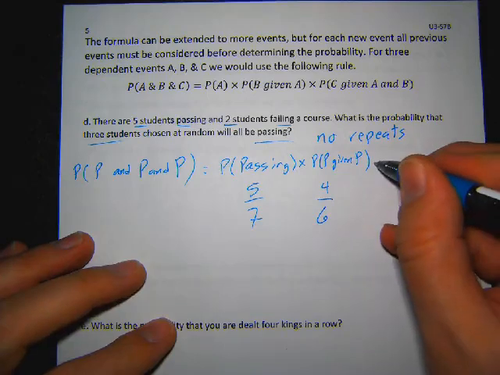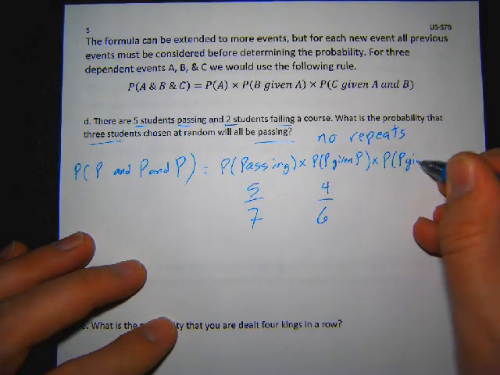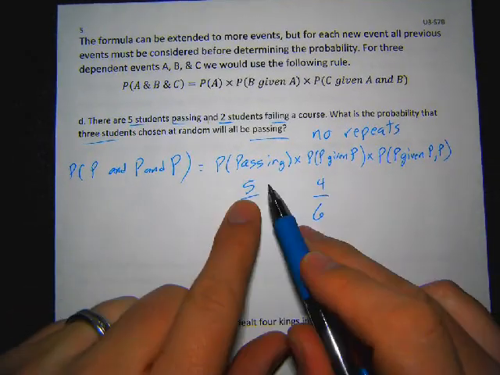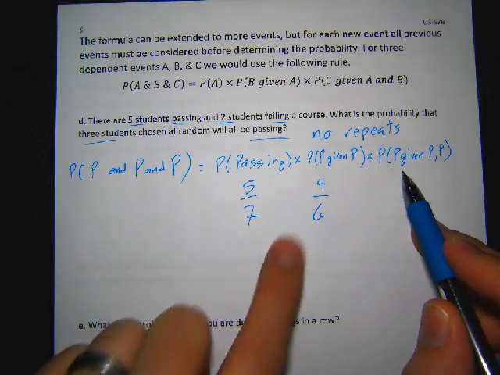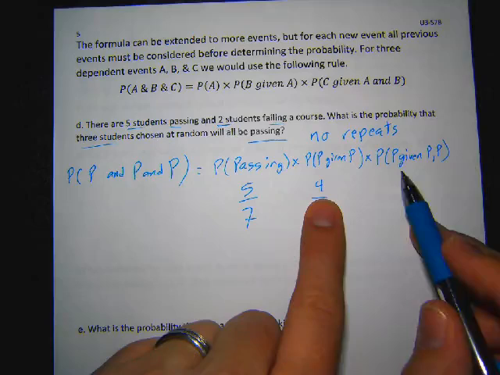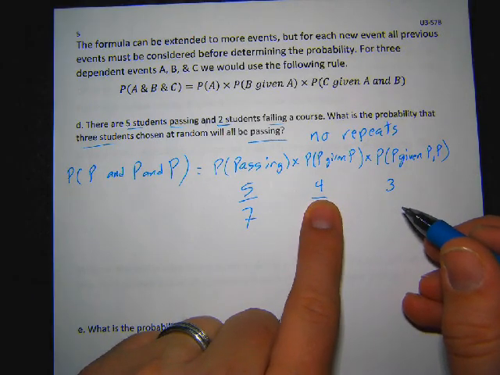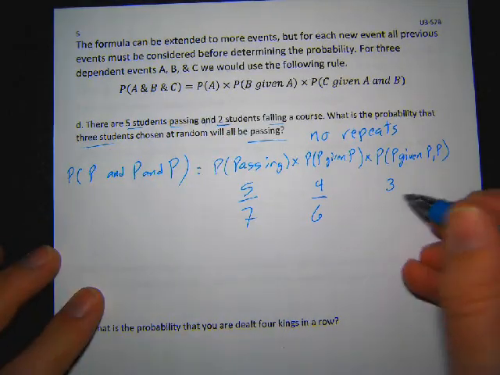Then I do the next one. I want to get the third student passing. But now I'm doing it given passing, passing. I picked a passing student, picked a passing student, and I'm trying to pick a third passing student. Well, now instead of having 5 to choose from, I already took 2 out. I only have 3 passing students left to pick from. And between those 3 passing and the 2 failing, I have only 5 students left.